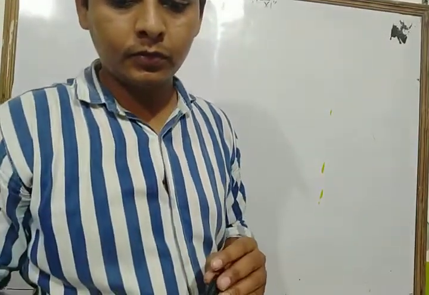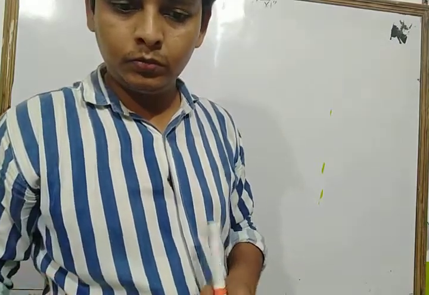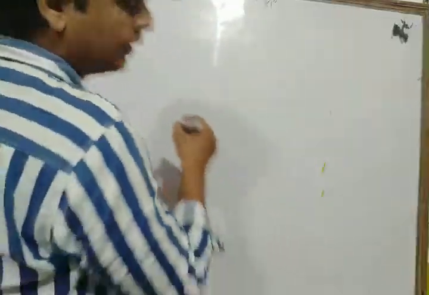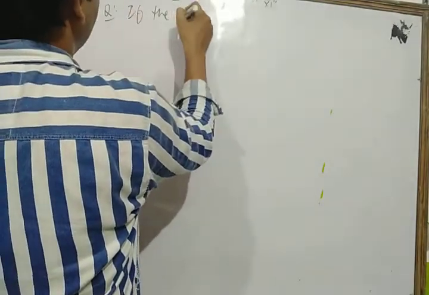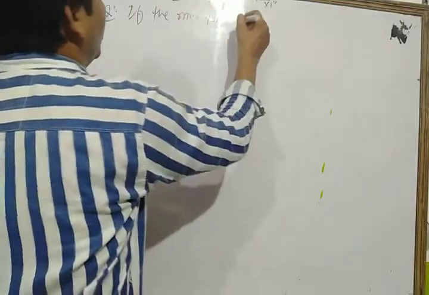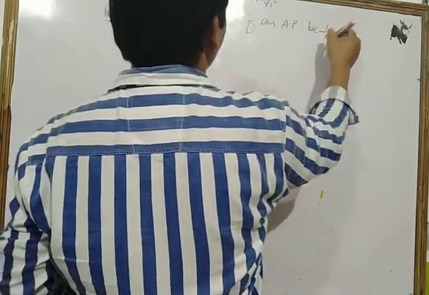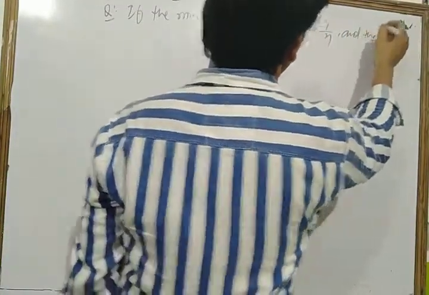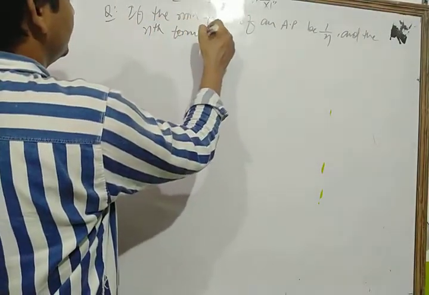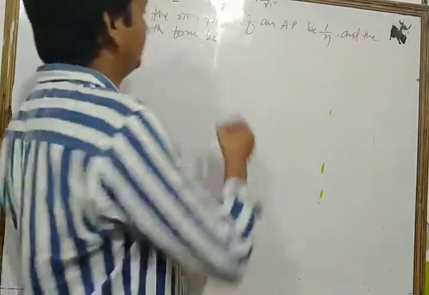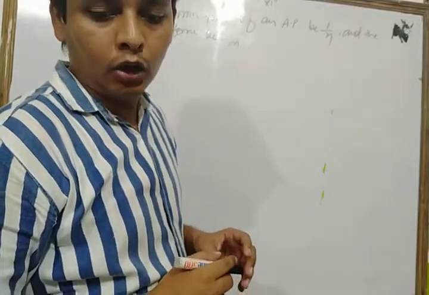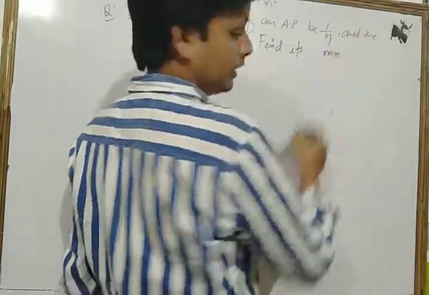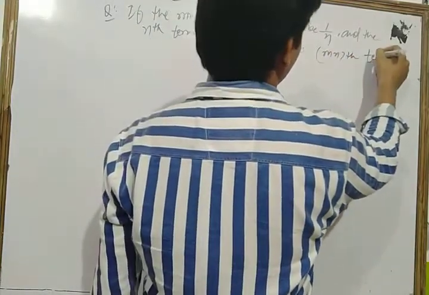Let's see the next question. If the mth term of an AP be 1 by n and the nth term be 1 by m, now find its mnth term.